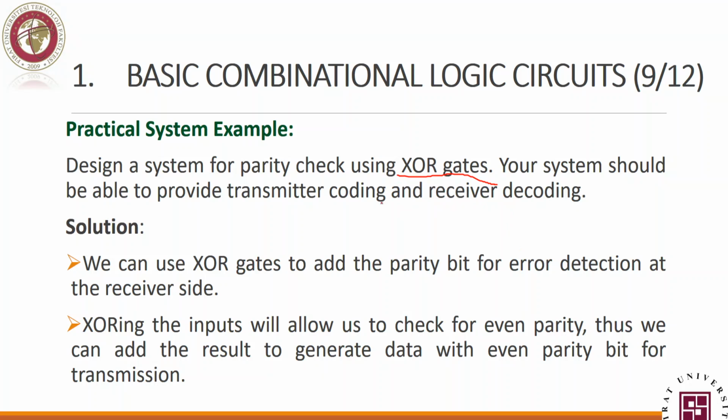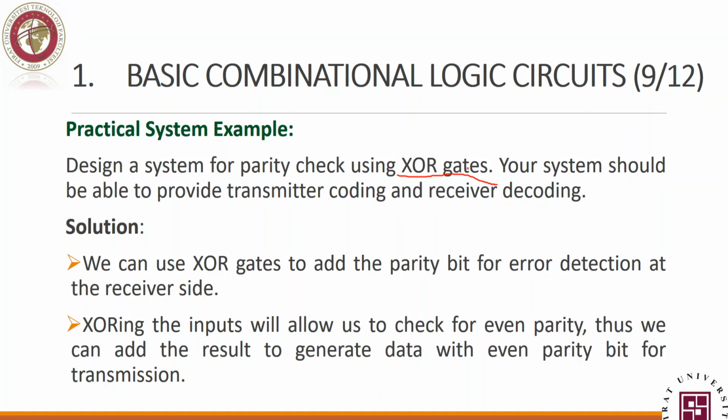All right, how can we use it? Well, we can do it like this. At the sender side, the sender means wherever you are sending information from, the place that generates the data to be sent. What are we going to do? We will XOR all the data bits to get the parity bit. If we XOR the data and the number of ones is even, then the output will be zero. Why? Remember XOR: zero with zero is zero, one with one is zero, right? So an even number of ones, either zero ones or two ones, will get you zero.